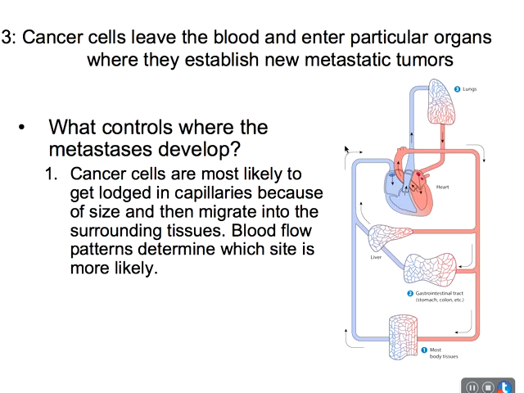So anywhere you have lots of capillary beds, dense capillary beds, you are more likely to have a metastasis because they're small and literally the tumor cells get stuck in the capillaries and then migrate into the tissues. So anywhere that you have large capillary beds is a possibility. So cancer cells are most likely to get lodged in capillaries because of the size and then migrate into surrounding tissues. But we can do one better than that. The blood flow pattern through the human body is predictable. We know the order in which organs are serviced through the circulatory system. We can predict where the metastasis will show up based on the next organ that has dense capillary beds.